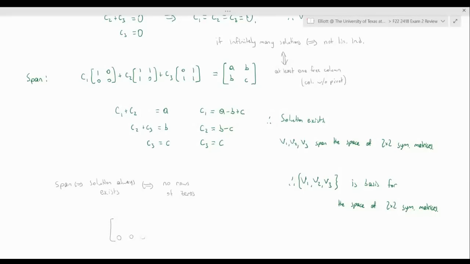Because remember that if you do get a row of zeros, that's an indication that you're going to have no solution whenever the right-hand side is non-zero. So therefore, to span, to always have a solution, you need to make sure that you have no rows of zeros. So if you were doing elimination to check that they span the space, then try to check that you have no rows of zeros. If that's the case, then you'll know that they span, okay?